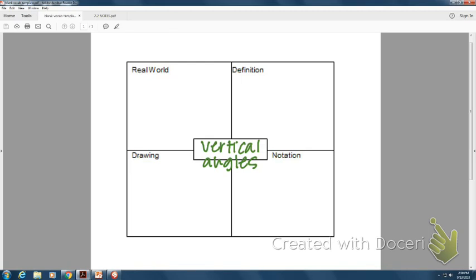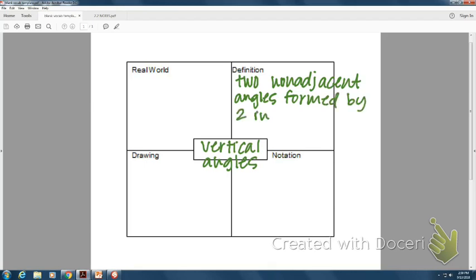Vertical angles. Okay, vertical angles are two non-adjacent, which means what? If they're non-adjacent, not necessarily the same vertex, but the same line. So they do not share a common side. Two non-adjacent angles formed by two intersecting lines, line segments, or rays.